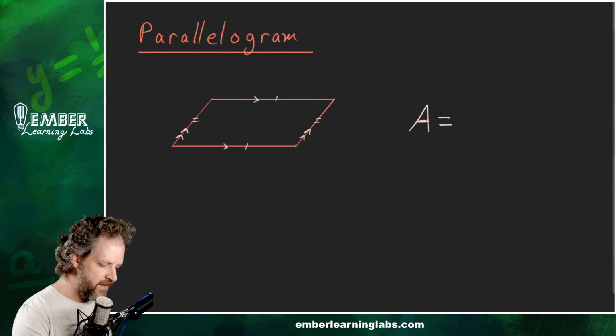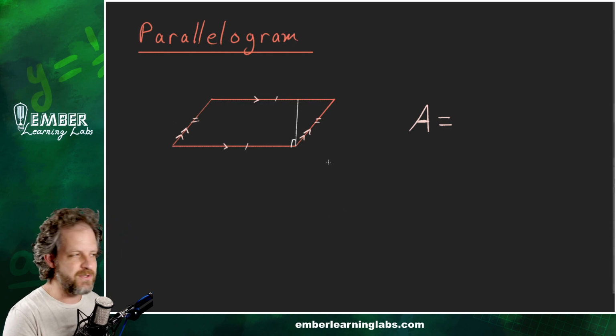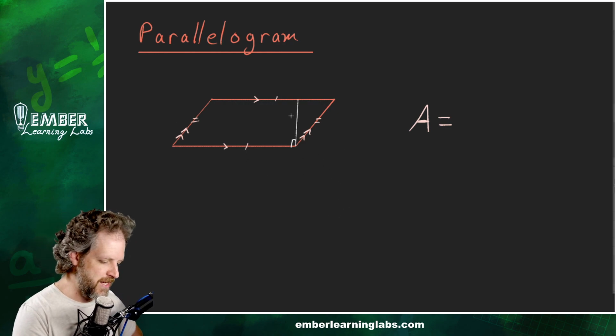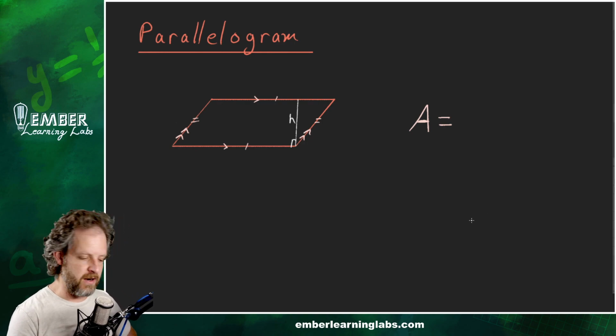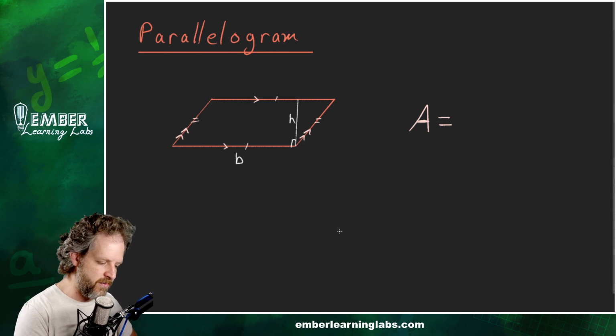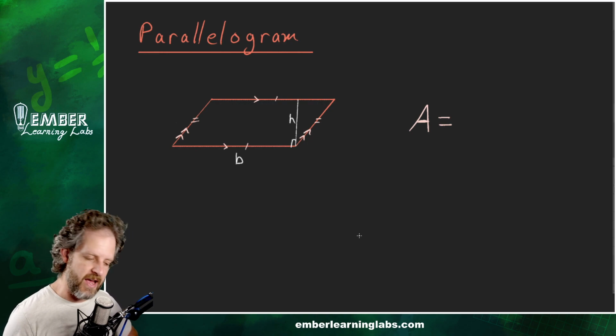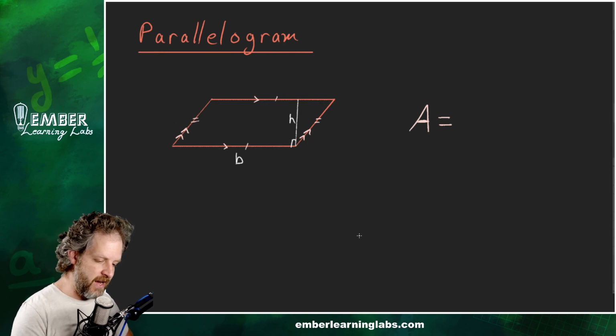What we have is this length, which I'm going to put down here. I think that's going to look better. So this is the height of this parallelogram. And this down here, we usually label as the B for the base. Okay, so now the area is the base times the height.